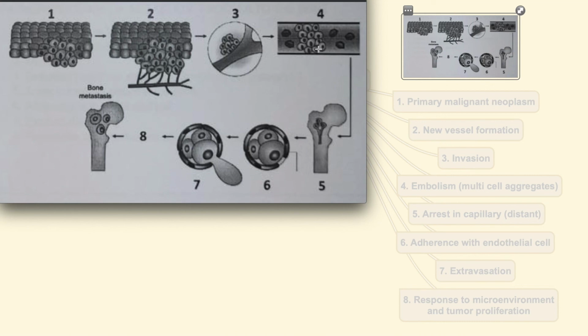The tumor cells embolize and may be arrested in a distal capillary site where the blood flow is sluggish, such as the proximal femur here. And then in here we could see that the cells are extravasating outside from the walls of the vascular system, and then in response to a proper microenvironment, the tumor shall proliferate at a distant site. So understanding this cycle makes you able to explain how tumor spreads from one tissue to the bone.